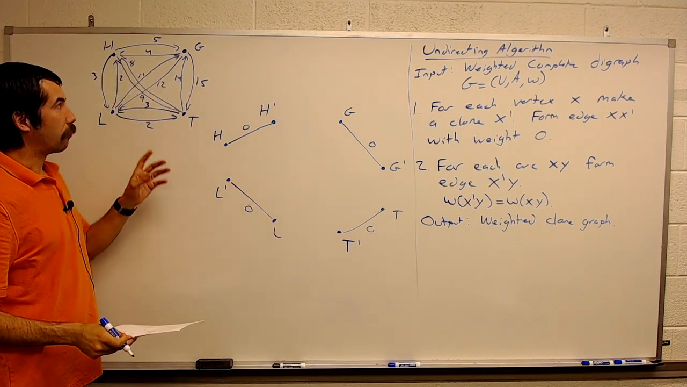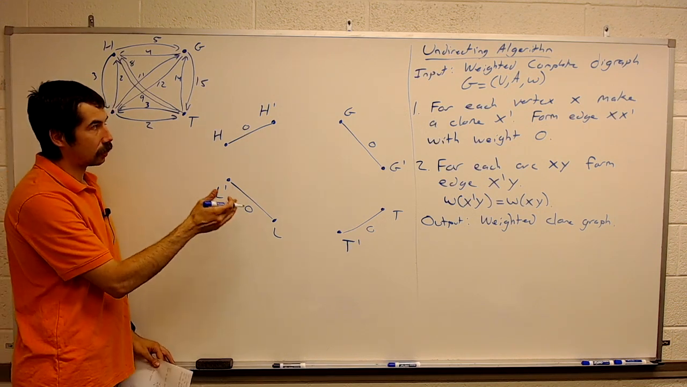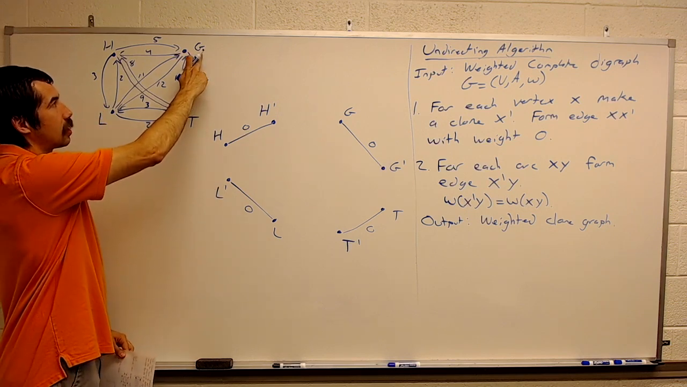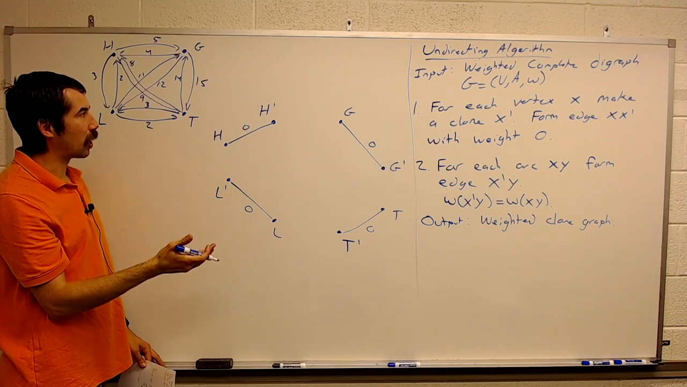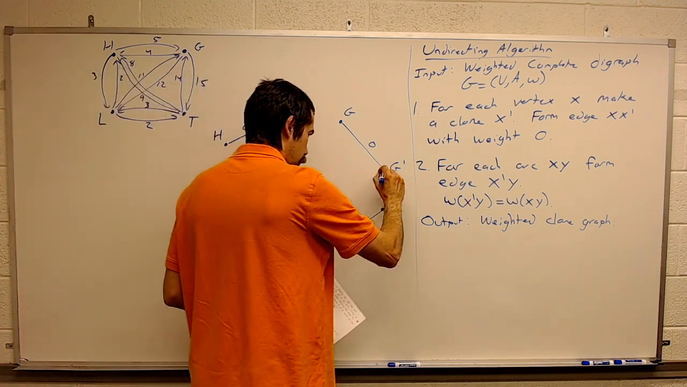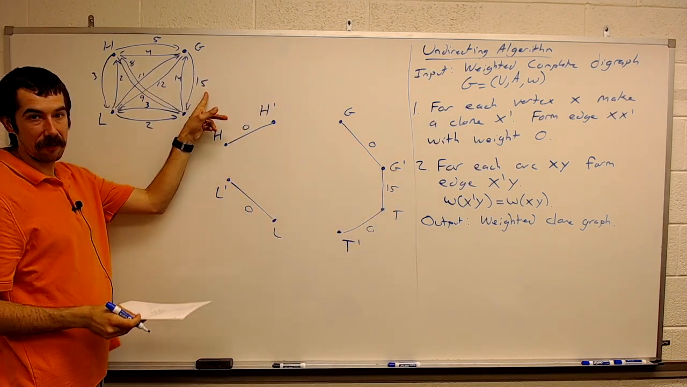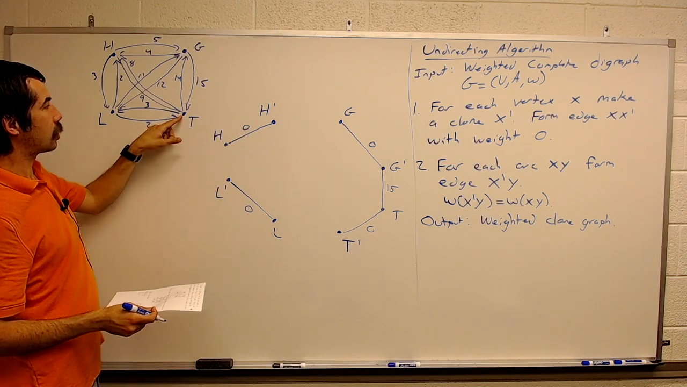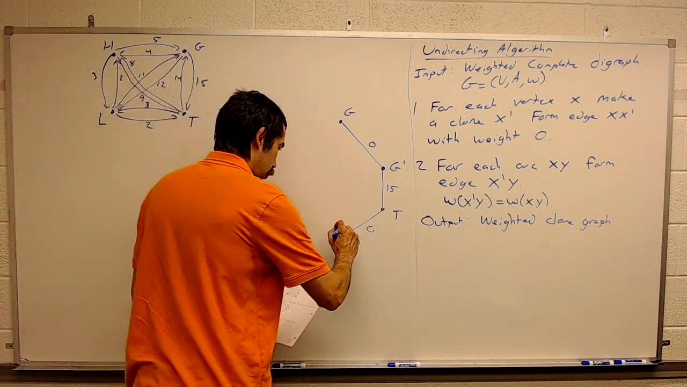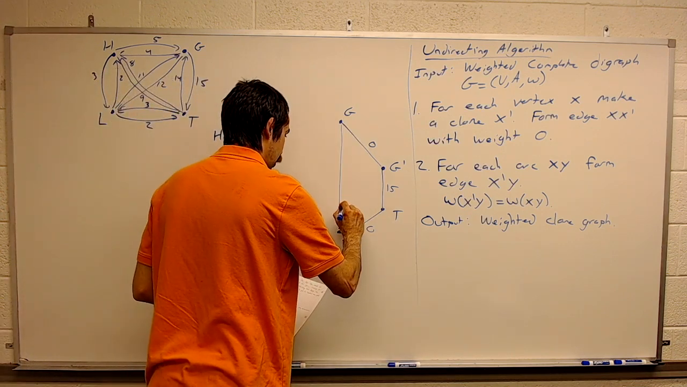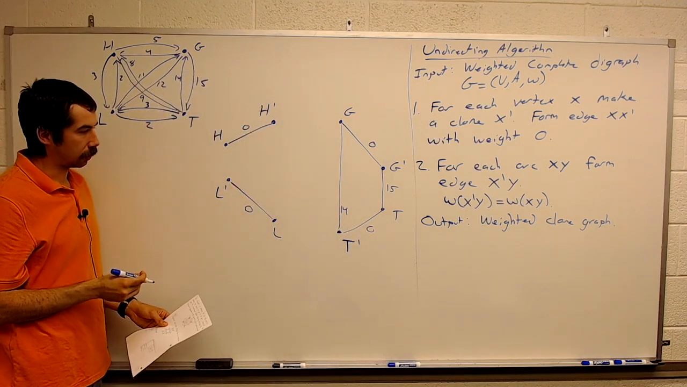Okay? And now for each of the arcs, we're going to make an edge. So for instance, this arc goes from G to T. So that's going to correspond to the edge G prime T, and it has a weight, the same weight as we have here. Right? You see how this works? This arc goes from T to G, so we're going to go T prime to G, keeping the weight the same. And we have to do this for all of the arcs.